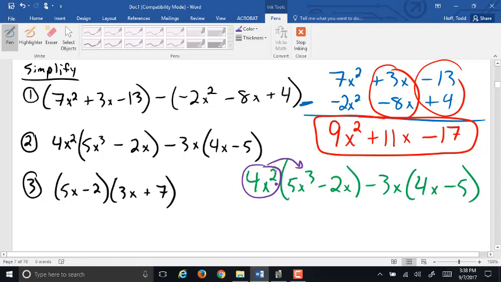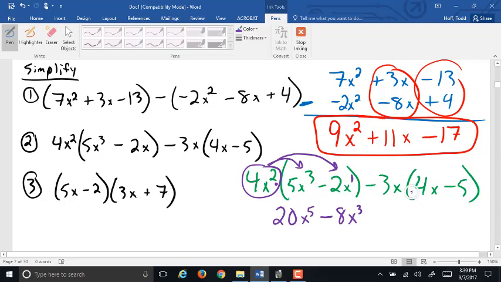4x squared times 5x to the third is? Somebody be brave. 20. 4 times 5 is 20. And yes, x squared times x to the third is x to the fifth. 4x squared times negative 2x. Four times negative 2 is negative 8. X squared times x is x to the third. Remember, we think of that as x to the 1, so 2 plus 1 is 3.